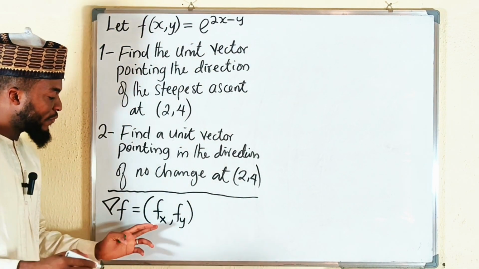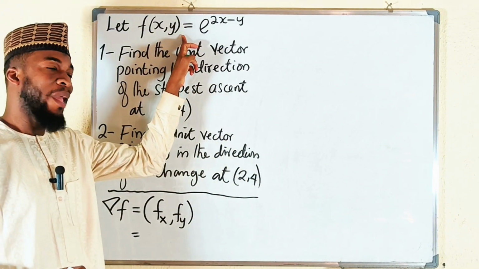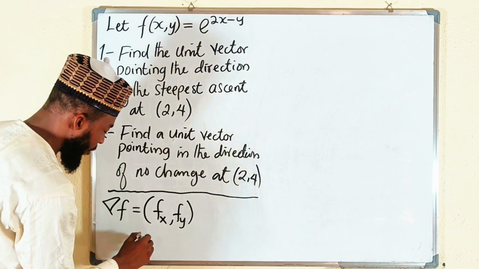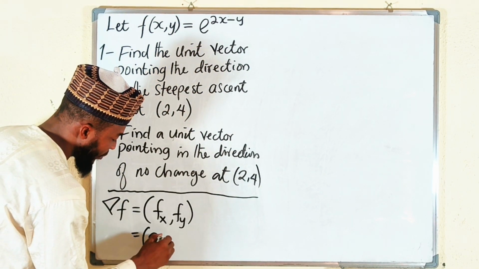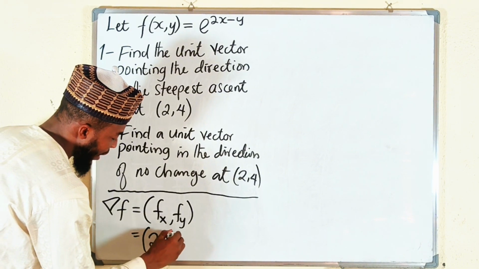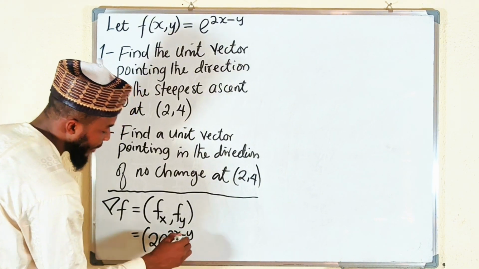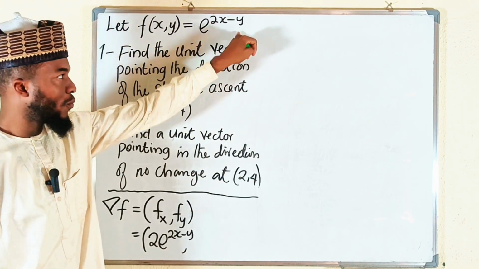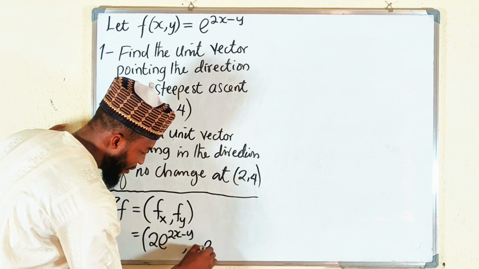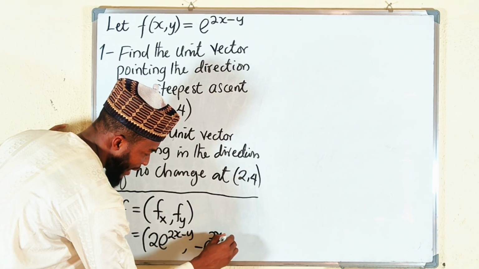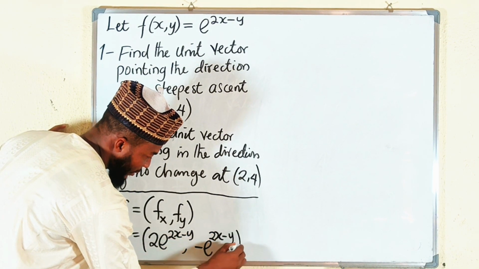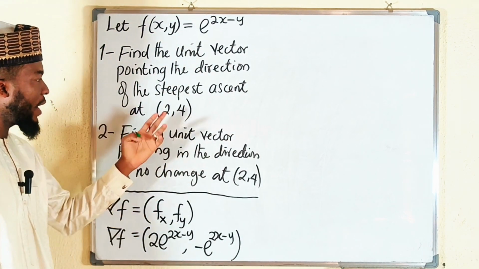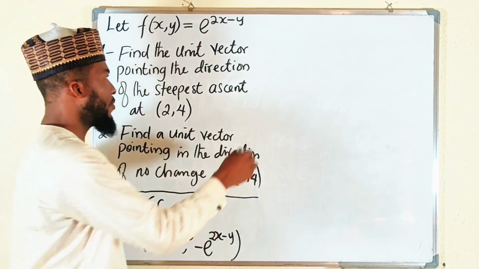So what happens if we differentiate this function with respect to x? The derivative of 2x is 2, multiplied by the whole function. So you have 2 multiplied by e to the 2x minus y, comma. If you differentiate it with respect to y, the derivative of negative y is negative 1. So we have negative e to the 2x minus y. But we have to evaluate it at the point where x is 2 and y is 4. So let's finish it up here.